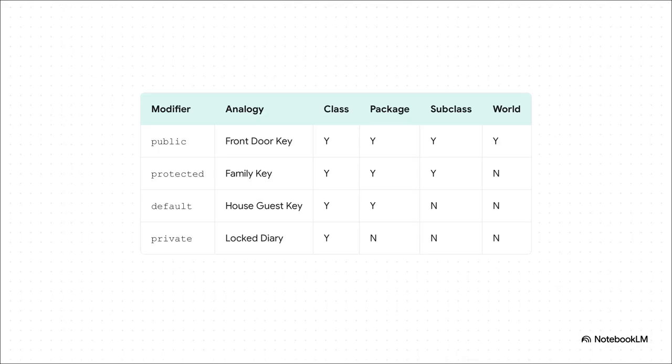Okay, let's do a quick recap. We've got public, the front door key, wide open for everyone. Then we have protected, the family key, which is for anyone in the same package plus any subclasses, no matter where they are. Then there's default, the Houseguest key, which only works if you're inside the same package. And finally, private, the locked diary, which is only accessible from inside the class itself. You can see how the access gets tighter and tighter as we go down the list.